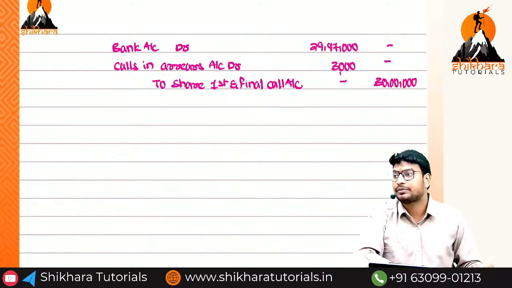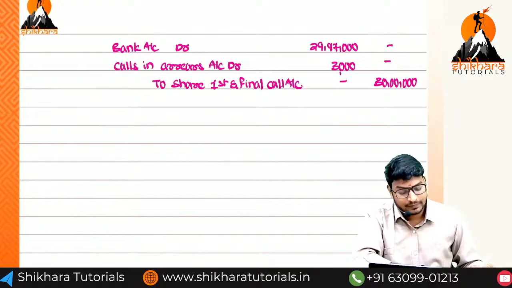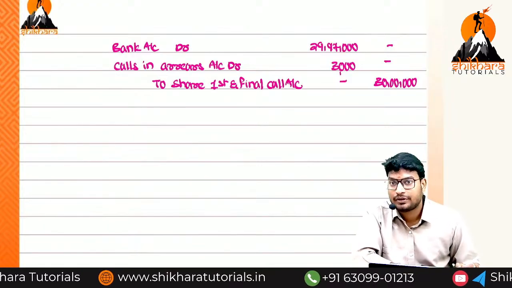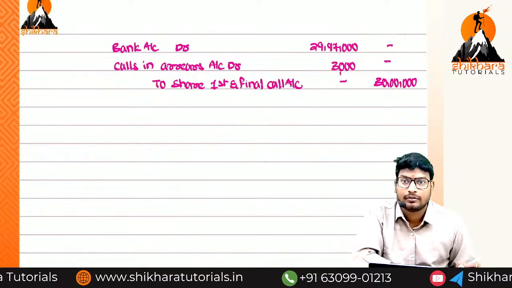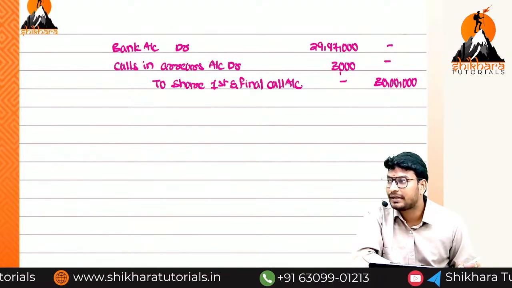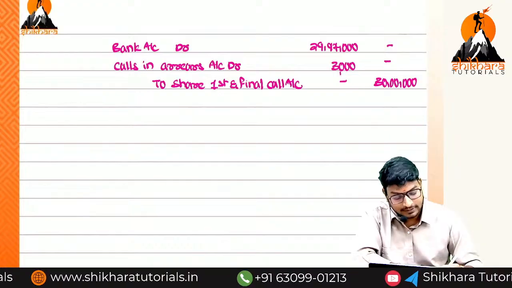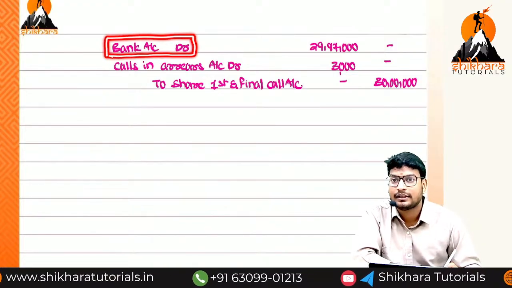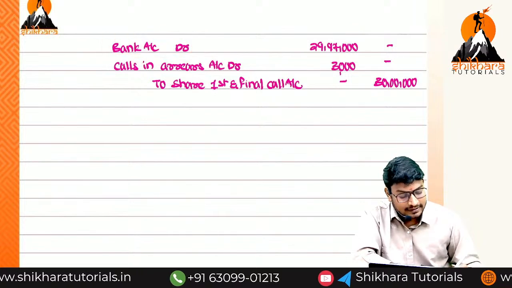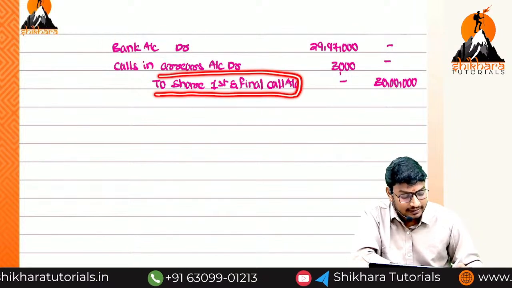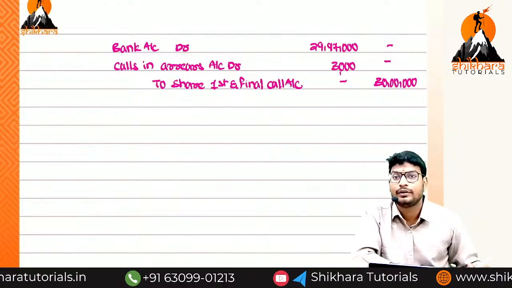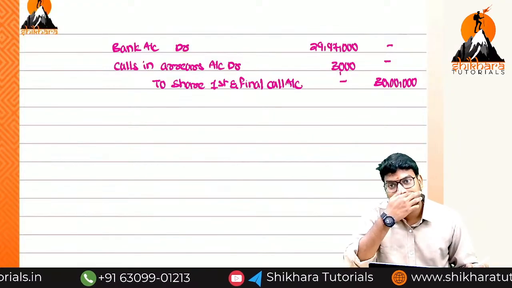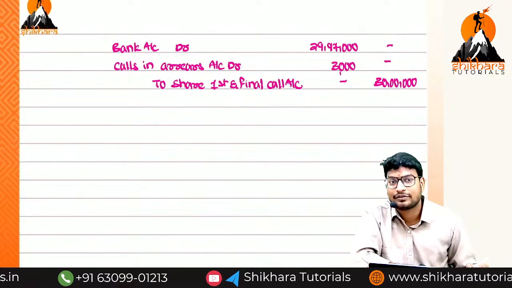Are there any doubts up to here? Okay, now think from the balance sheet point of view. I think you know the balance sheet. What are the two items available in the balance sheet? Assets and liabilities. So bank will be transferred to asset or liability? Asset side. Okay, share application money or share first and final call will be transferred to which account? Asset side or liability side? Or we should not transfer?